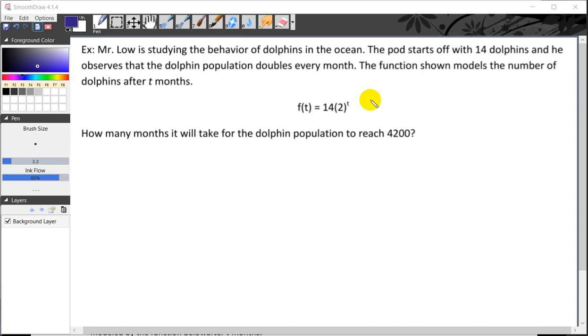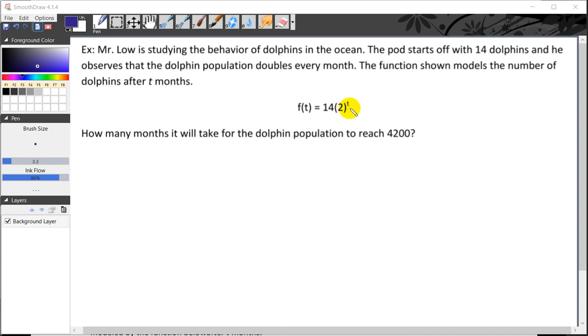Hello. All right, so now let's bump up the difficulty with some word problems. Let's say we have Mr. Lowe. Mr. Lowe is studying the behavior of dolphins in the ocean. You know how much Mr. Lowe loves dolphins. The pod starts off with 14 dolphins, and he observes that the dolphin population doubles every month. Now, there's a function shown below that models the number of dolphins after so many months.